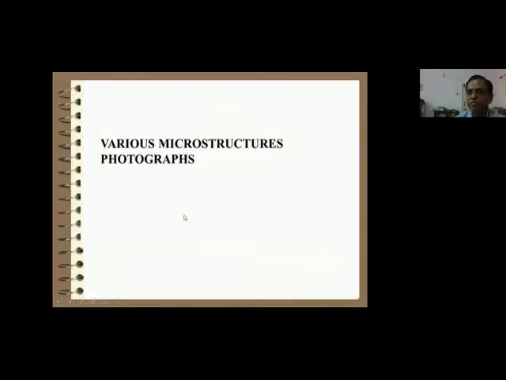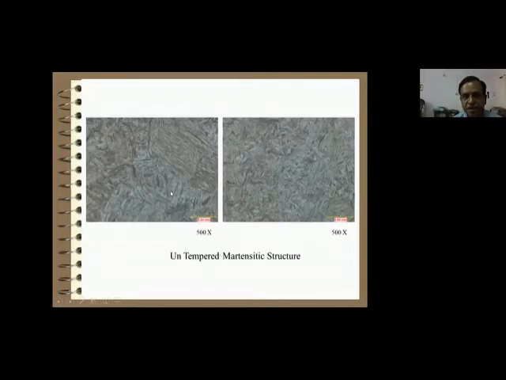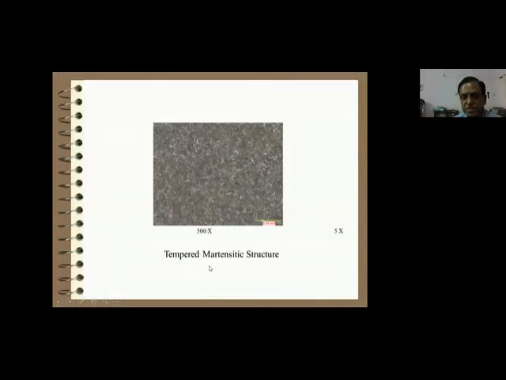And I will go through just a few slides for various microstructures which we normally get in the forging industry. This is normally an untempered martensitic structure, where you can see this martensitic needle shape at 500 magnification. This is tempered martensitic structure, again at 500 magnification, but those needle shapes are getting broken. You get a tempered martensitic structure over here.